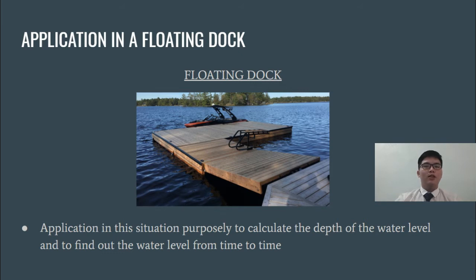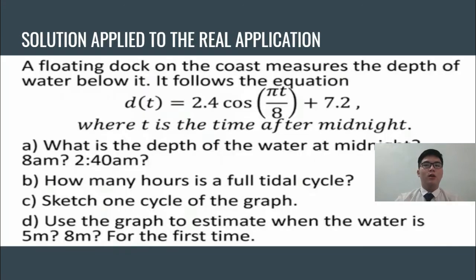This application is used to calculate the depth of the water level and to find out the water level from time to time. As an example of a solution applied to a real application, a floating dock on the coast measures the depth of the water below it. Given the equation d(t) equals 2.4 cos (pi t over 8) plus 7.2, where t is the time after midnight. There are 4 sub-questions and I'll go through them later.